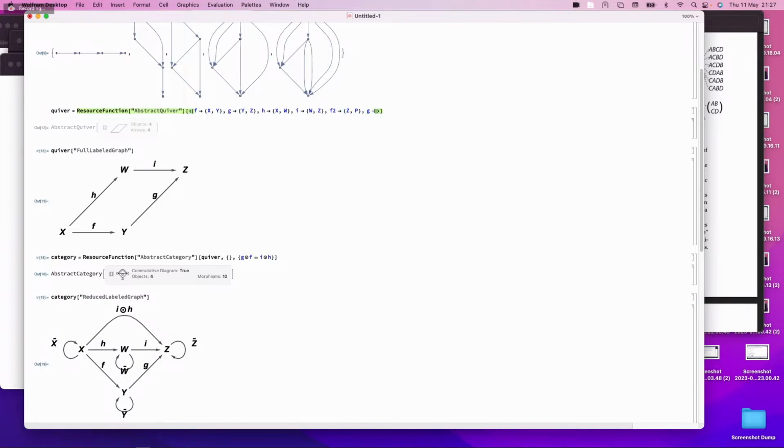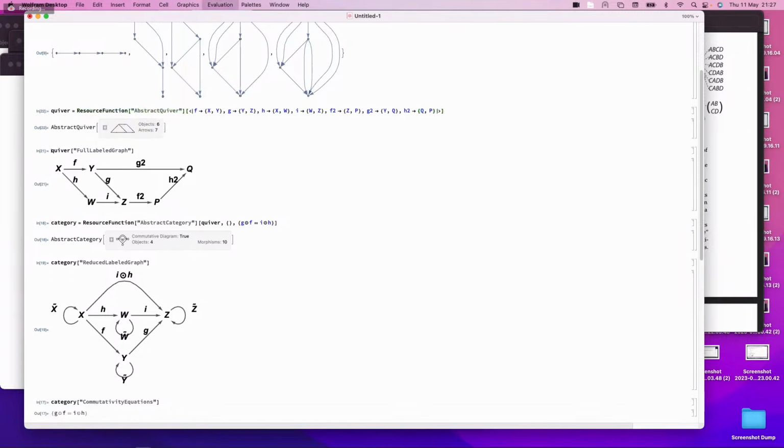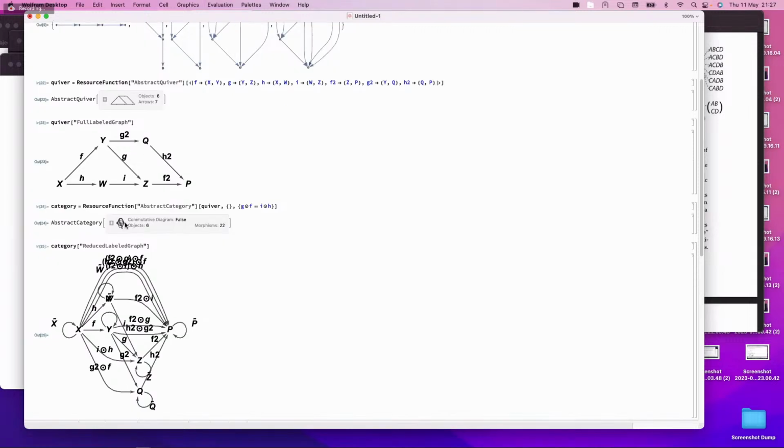Let me see if I can do this. Let's do Y to Q, and then let's have H2 go from P to Q or something. Does that make any sense? It's probably the wrong way around. I don't know, maybe that's sensible, maybe it's not. Let's see. But anyway, okay, let's get rid of that equivalence. But so there's an example of a more complicated thing.